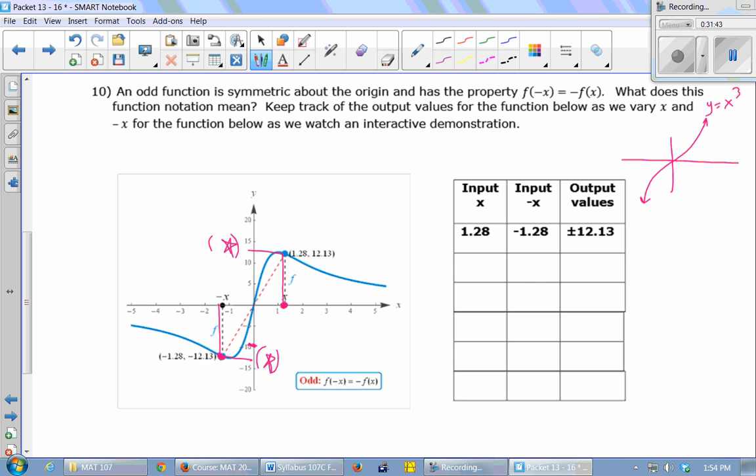So what we would say here is if you plug in an x and you plug in a negative x, you don't get the same thing, right? This one would be negative and this one would be positive, or vice versa. One of these is positive and one of these is negative. So what we do is we throw a negative right here. If you take the opposite of that one, then they would be the same. Take the opposite of one of them and then they're the same. So that is the algebraic definition of an odd function. Any function that's odd will always have this property.